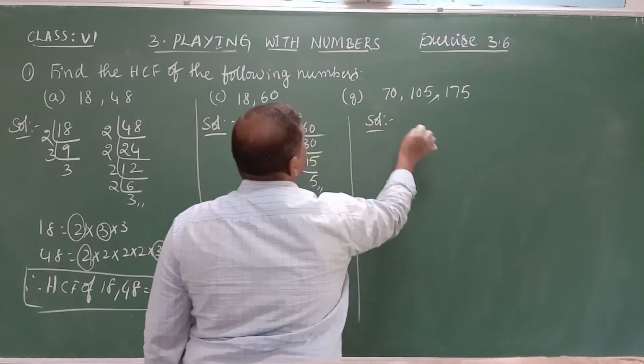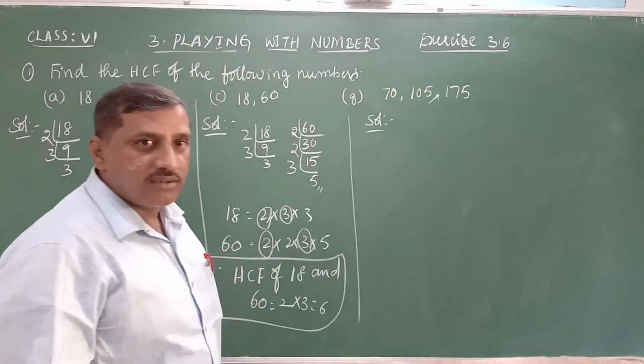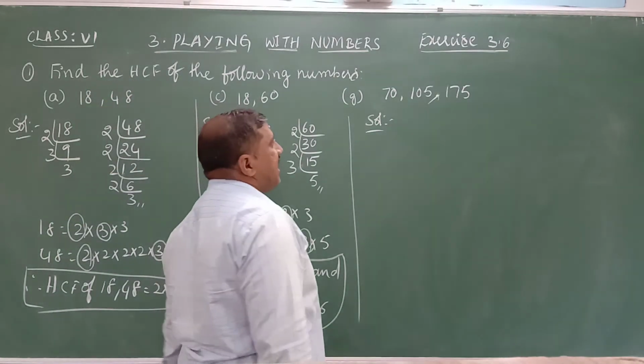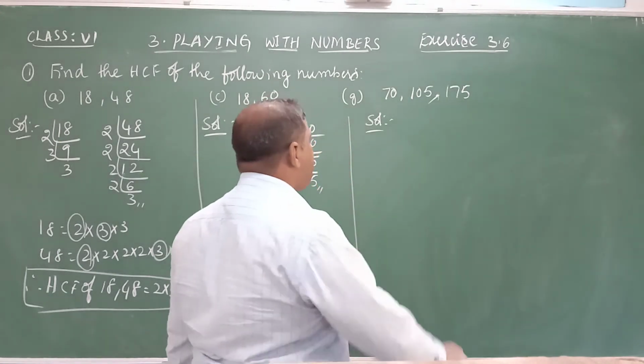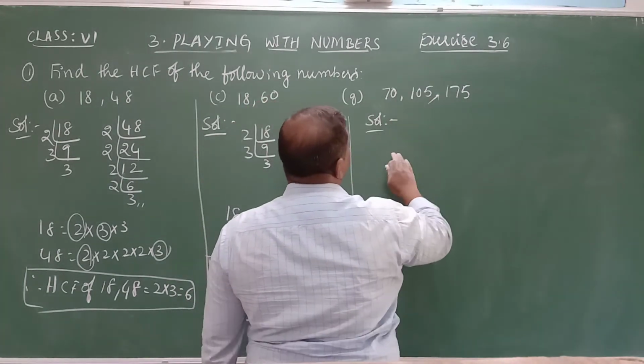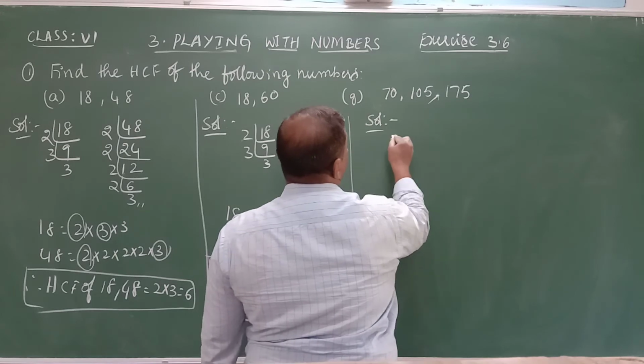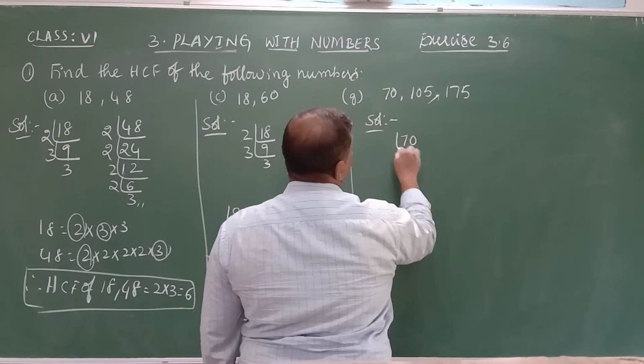We'll continue with one more bit. 3 numbers are given here, instead of 2. The numbers are 70, 105 and 175. Now write the prime factors for 70.